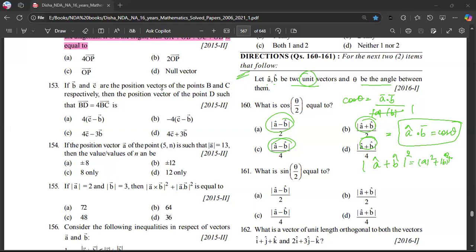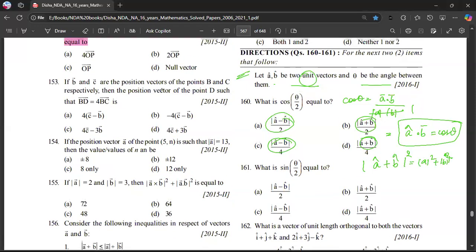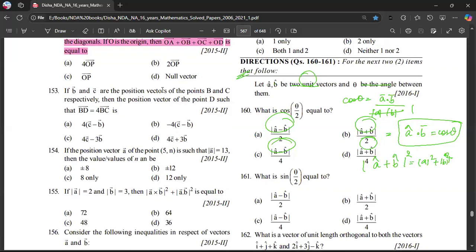Is the screen visible properly? Yes, sir. Okay.